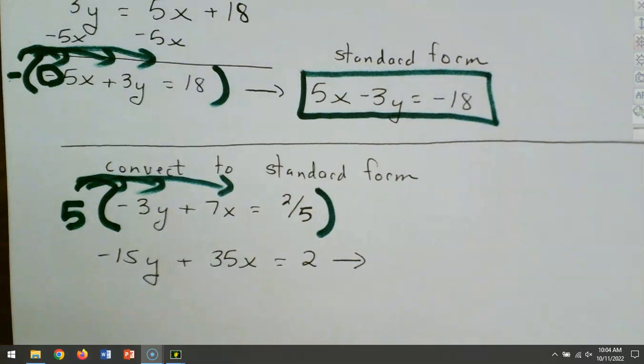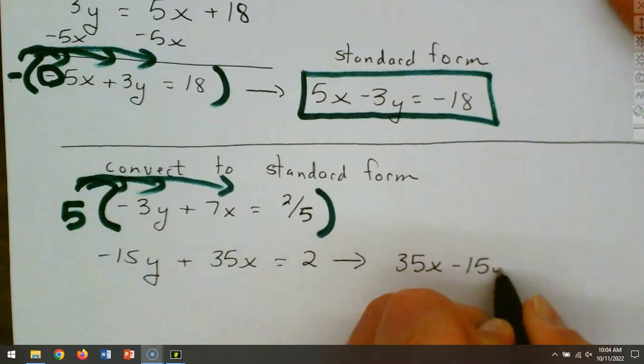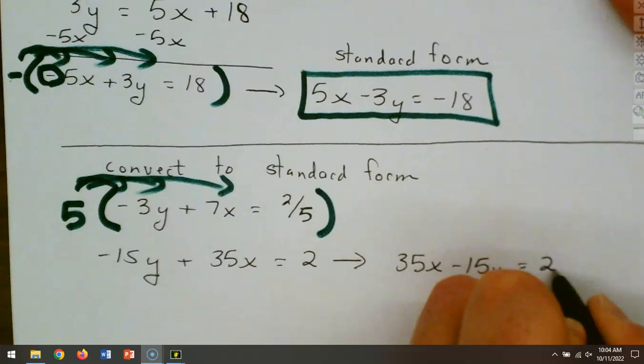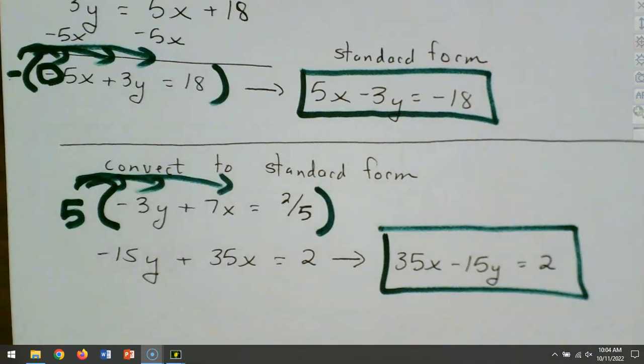It's not in standard form yet, because to make sure it's in standard form, what needs to go first? The x. So we're going to rewrite this in the correct order, which is 35x minus 15y, and that's going to equal 2. So that is what we're working with in standard form. A lot of times, your answer will need to be written in standard form. You've got to watch the directions. It will either say slope-intercept or standard.